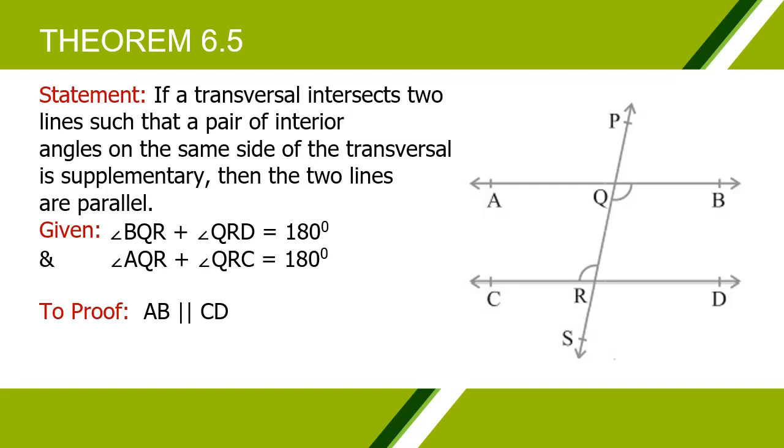Now theorem 6.5. It's a converse of theorem 6.4. According to the statement of theorem 6.5, if a transversal intersects two lines such that a pair of interior angles on the same side of the transversal is supplementary, then the two lines are parallel. Now here it is given that angle BQR plus QRD equals 180 degrees, supplementary, and angle AQR plus QRC is equal to 180 degrees, and we need to prove that line AB is parallel to line CD.